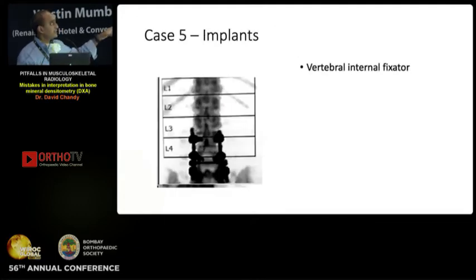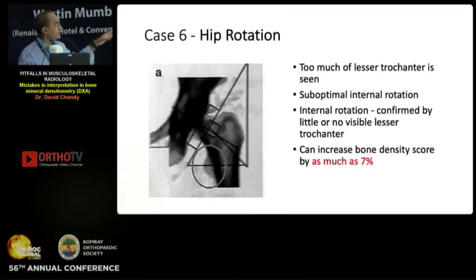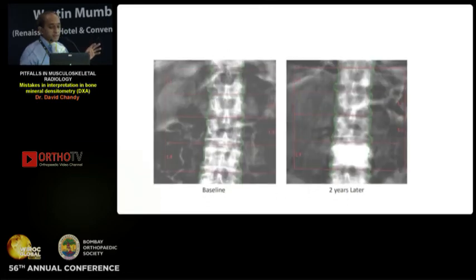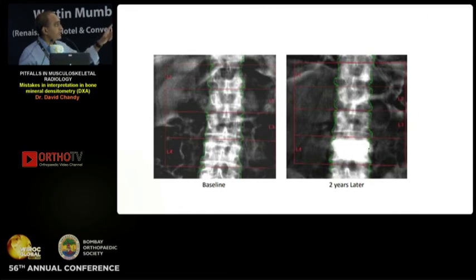Now, implants can again give a faulty increase in your bone densitometry. Hip rotation: if the hip is not rotated properly internally, there can be an increase in the bone density by around 7%. Now, look into the differences. If the same patient has a difference in the spine versus the hip, if the spine shows a worse density, that could be because of glucocorticoids. Long-term steroids affect cancellous bone more than cortical bone. Your spine has more cancellous bone. Now, if you have a comparison with the old and new, that could point towards a new source of trouble.